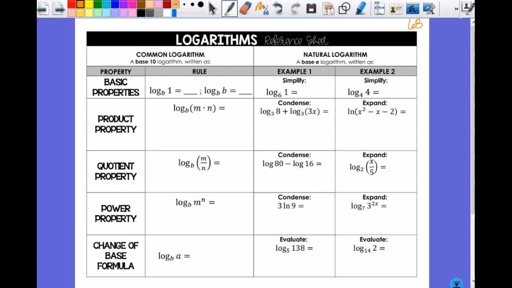So a couple of things. It says common logarithm, a base 10 logarithm written as just log of x. So you don't have to put a base there. A natural logarithm, base e logarithm written as the natural log of x. Okay. So some basic properties here. Log base b of 1 equals blank.